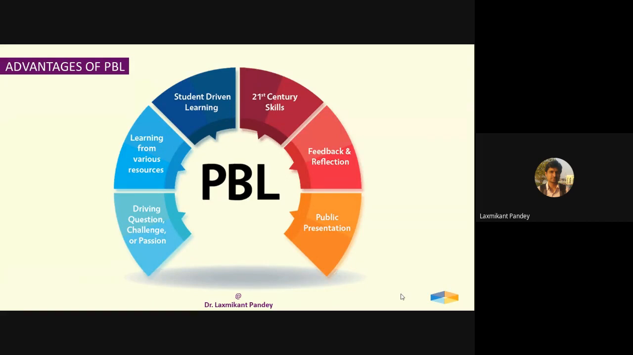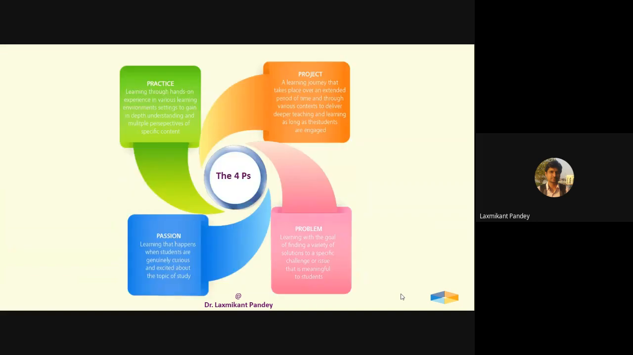So that's why this method is a very effective method, by which you can involve the students in the process of learning itself. There are 4 P's in project-based learning. Practice: learning through hands-on experience, because students are doing it in various learning environments, settings, to gain in-depth understanding and multiple perspectives of the specific content. Project: a learning journey that takes place over an extended period of time and through various contexts, delivering deeper teaching and learning as long as the students are engaged.